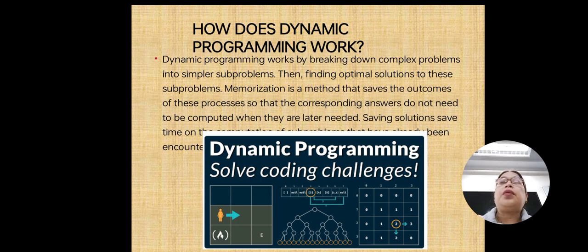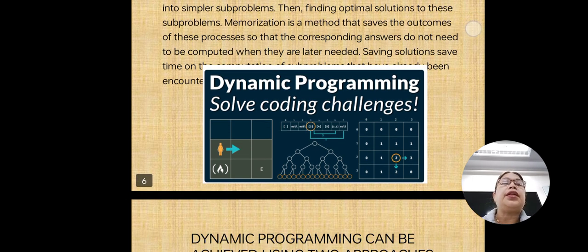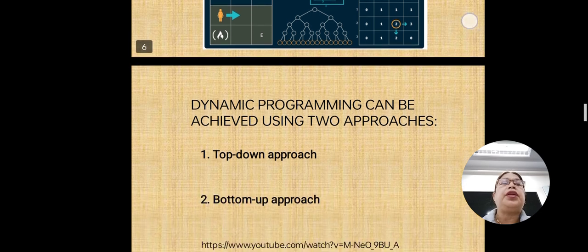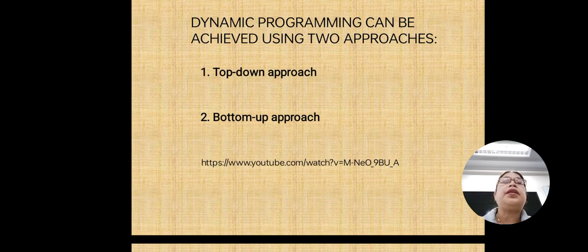Okay. So next, that is the dynamic programming solved coding challenge. Next, dynamic programming can be achieved using two approaches, such as the top-down approach and the bottom-up approach.